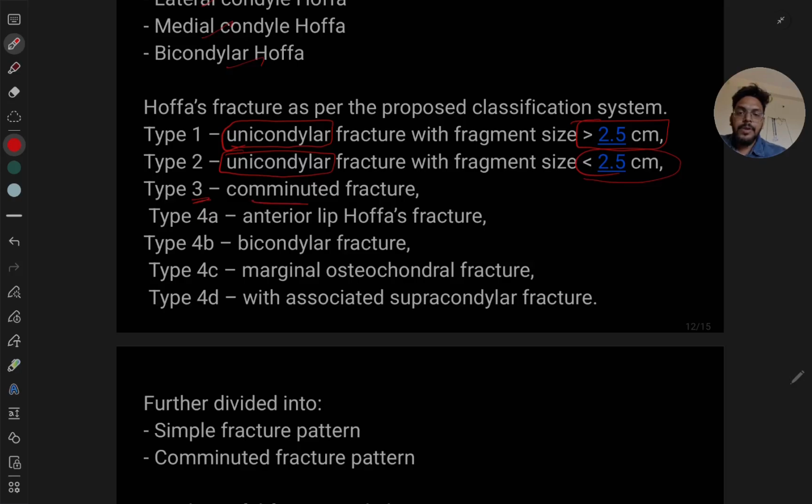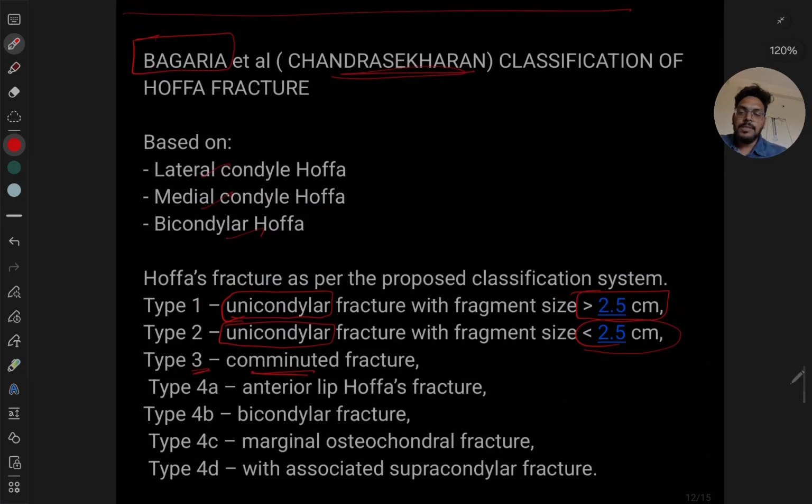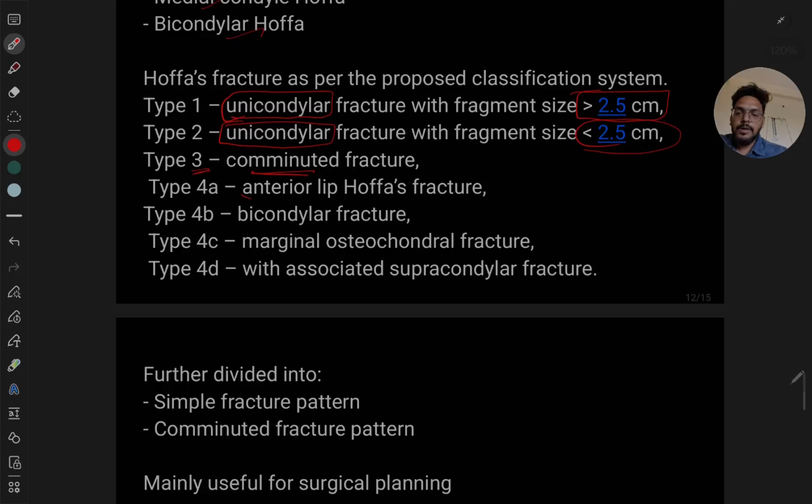Type 3 is a comminuted fracture of the condyle. Any condyle that has comminution is type 3. Then type 4A is the anterior lip of a fracture. As you can see, anterior lip we have seen already in the B3.1, anterior lateral flake. It is similar to this one. Okay, 4A. Then bicondylar fracture is 4B, B for bi.